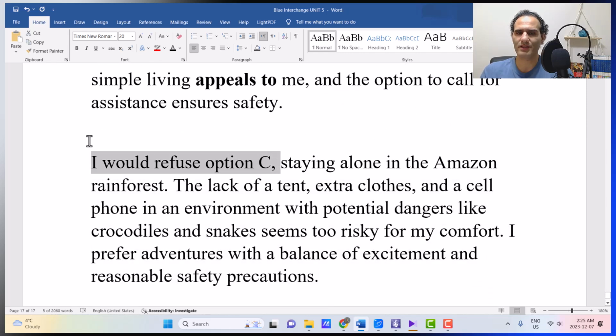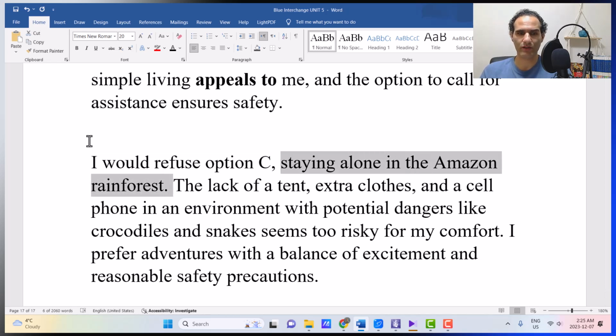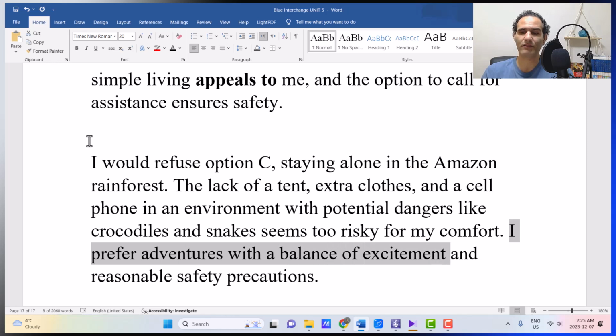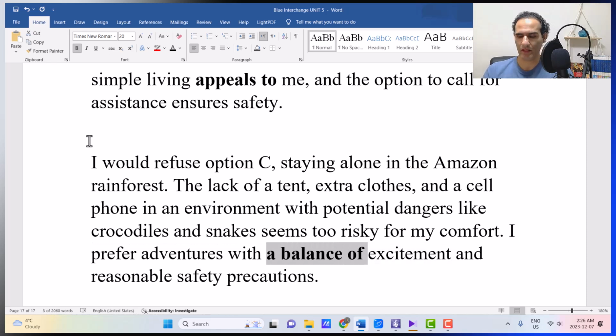I would refuse option C. Why? Staying alone in the Amazon rainforest. The lack of a tent, extra clothes, and a cell phone in an environment with potential dangers like crocodiles and snakes seems too risky for my comfort. Too risky. It means it's very risky, that I cannot take. I prefer adventures with a balance of excitement and reasonable safety precautions. A very beautiful final sentence.